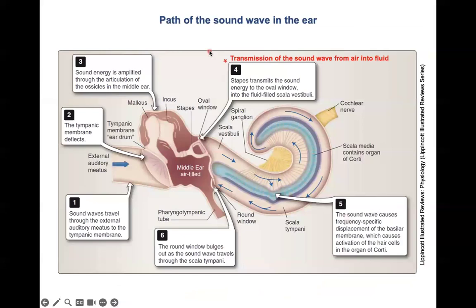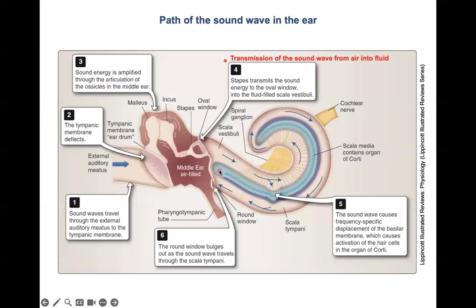Let's take a look at the path of the sound wave in the ear. We mentioned earlier that both the exterior and the middle ear are filled with air. It's much easier for the sound wave to move across air, and it's much harder for the sound wave to be moved across a much denser medium, such as the inner ear, which is filled with liquid. So, when the sound wave arrives at the middle ear, it will have to be transmitted to the inner ear against a much higher resistance, the much denser fluid.